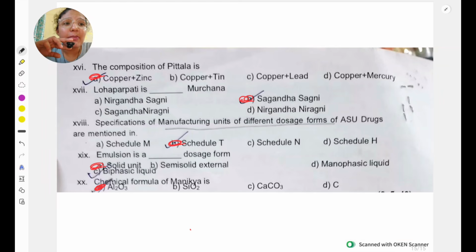Loha Parpati is a type of Sagandhaka, Sagni, Moshna. The Moshna example is repeatedly asked. Specification of manufacturing units for different dosage forms of ASU drugs is given in Schedule T. Emulsification is a solid unit of dosage form, and the chemical formula of Manikya is Al2O3.